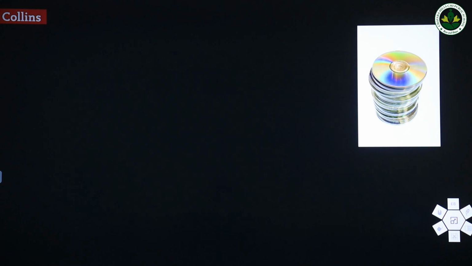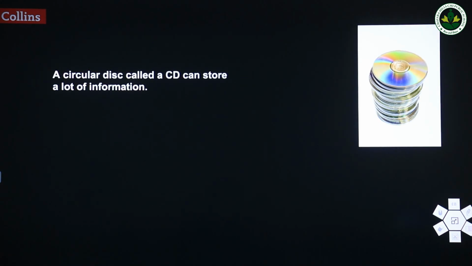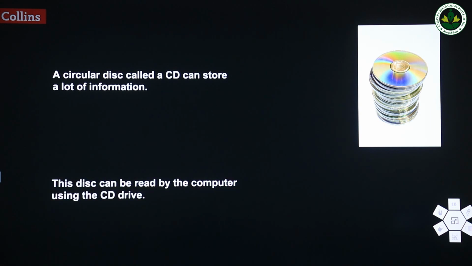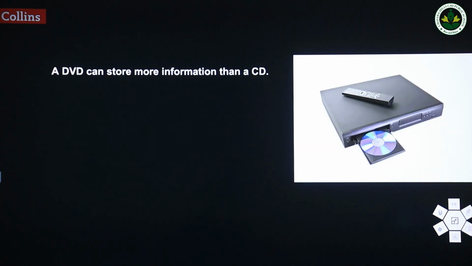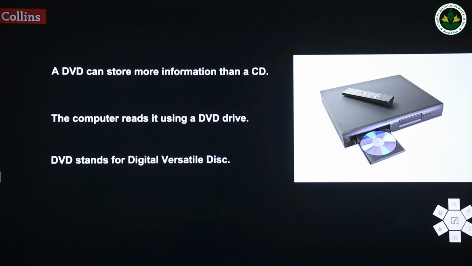There is a circular disk called a CD that can store a lot of information. This disk can be read by the computer using the CD drive. CD stands for compact disc. There is a DVD that can store more information than a CD. The computer reads it using a DVD drive. DVD stands for Digital Versatile Disk.